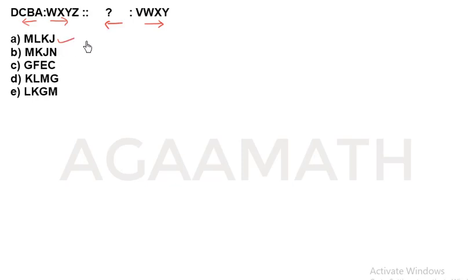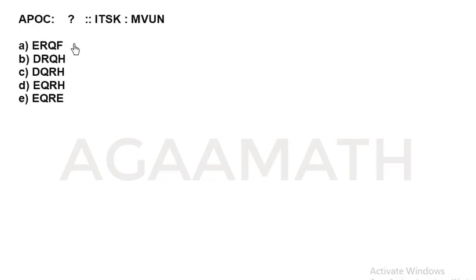So in letter coding we have many different types; it depends on our practice, where we can understand easily. Let us see the next question: APOC. We have to find the answer for this. As given, ITSK is coded as MVUN. Let us observe how these are coded.